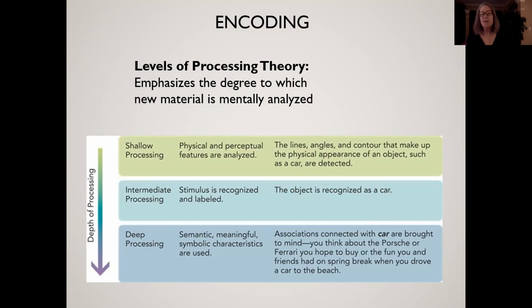Now I want to talk about another model that exists, and it's not that they compete. Both of these models can exist at the same time, but this model is called levels of processing. It talks about how the way we encode information, how we bring it into the system, really affects how easily it can be recalled, and even what we do with the information. So it emphasizes the degree to which new material is mentally analyzed. It's called processing varying in depth.